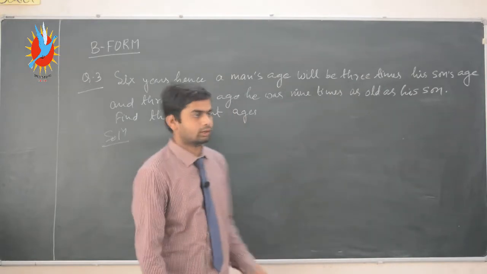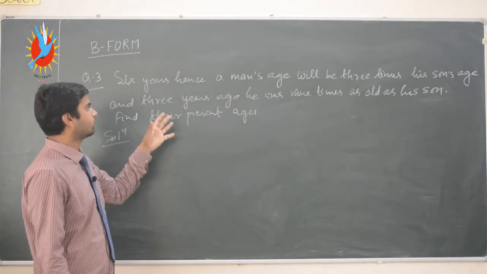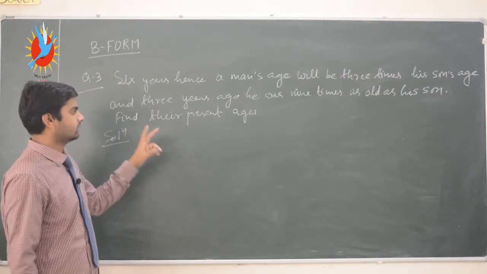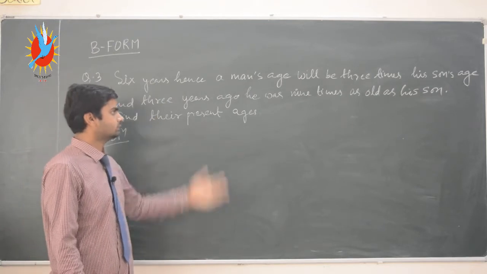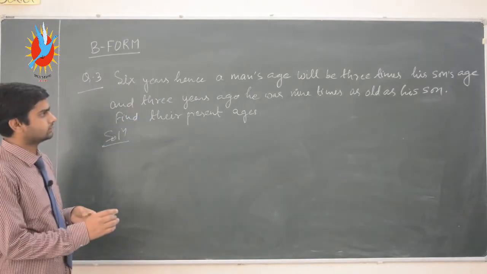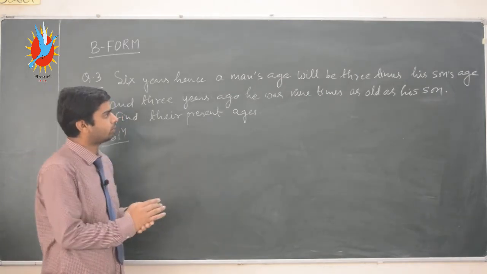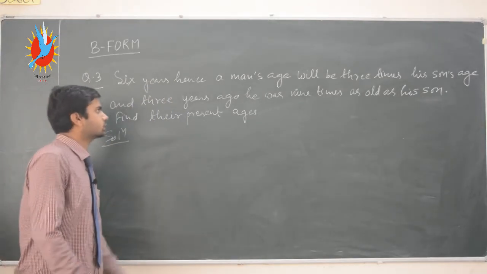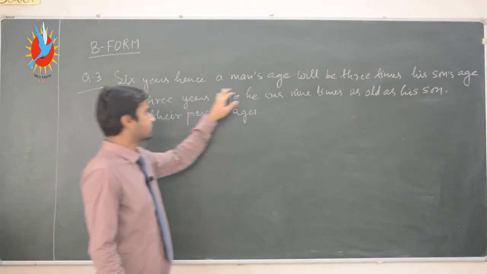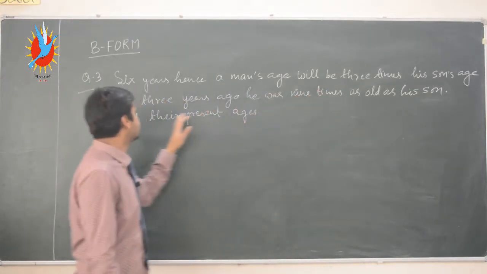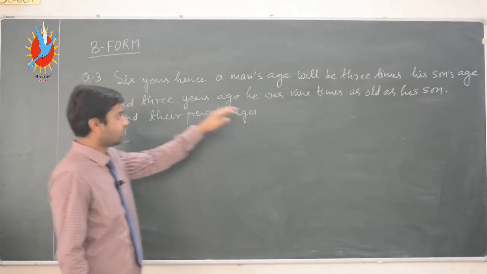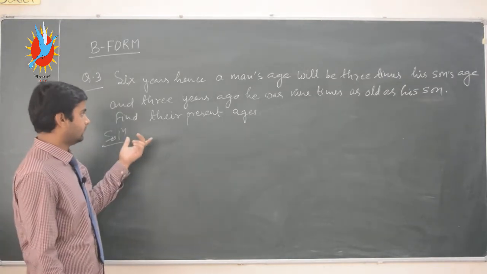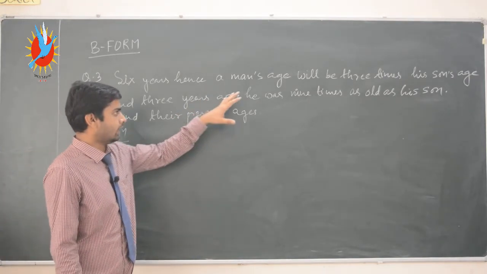Here we have some age related problems. We have two people, a man and his son, and the conditions are given in the form of their ages. The problem is the same as the geometrical or number related problems. We will just transform these conditions into algebraic expressions. The question is: 6 years hence a man's age will be 3 times his son's age, and 3 years ago he was 9 times as old as his son. Find their present ages.